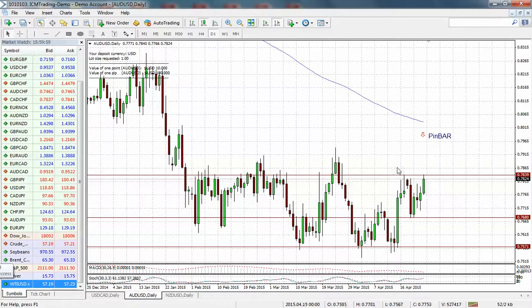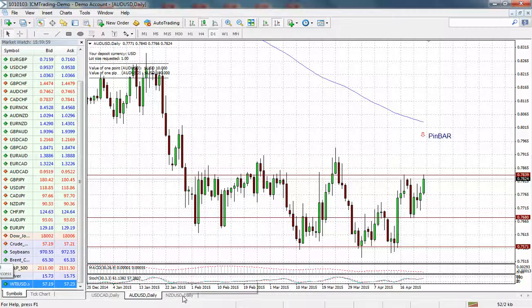So that's what we look for in these areas. We look for fake breakouts. We look for price to come through, look like it's going to break out, come back and close just within the previous consolidation and give us a beautiful pin bar. And we can actually enter the trade there and take profit at the end of this box right down here.